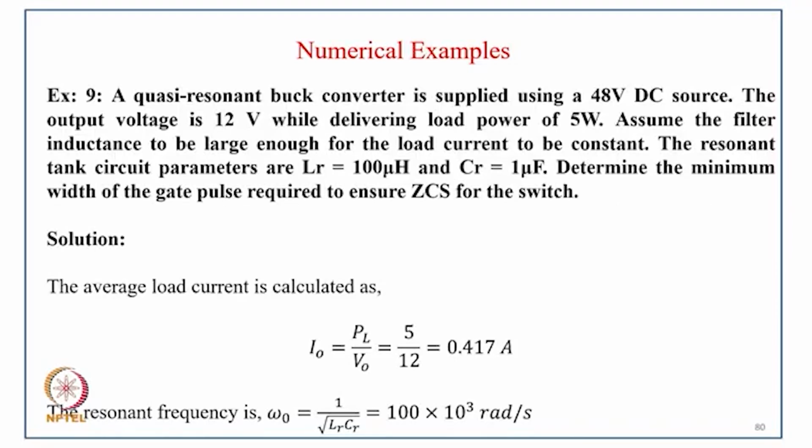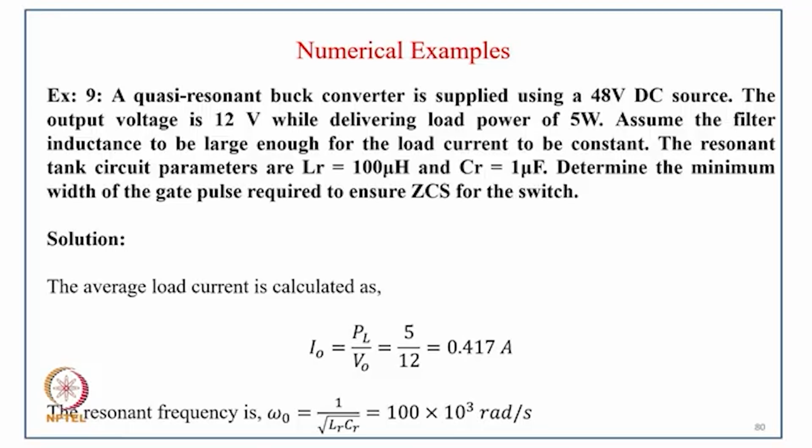So coming to example 9: a quasi-resonant buck converter is supplied using a 48 volt DC source. The output voltage is 12 volt while delivering load power of 5 watt. Assume the filter inductance to be large enough for the load current to be constant, and resonant tank circuit parameters LR equal to 100 microhenry, CR equal to 1 microfarad. Determine the minimum width of the gate pulse required to ensure ZCS for the switch.